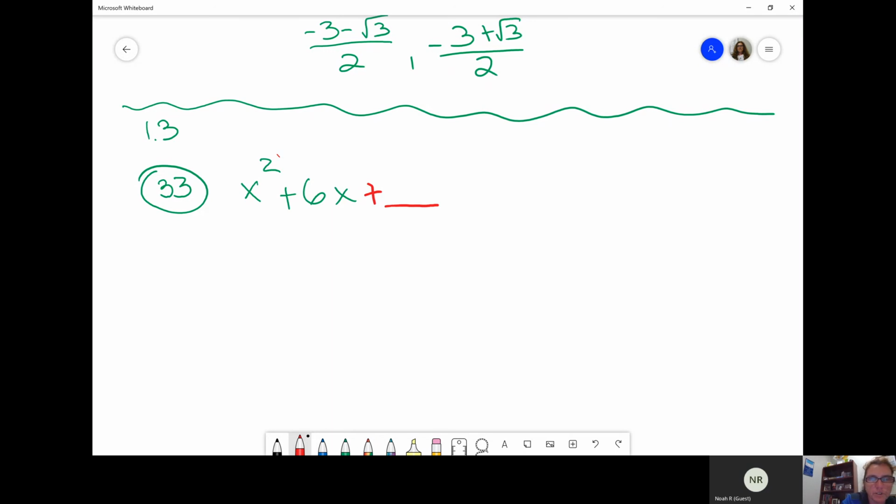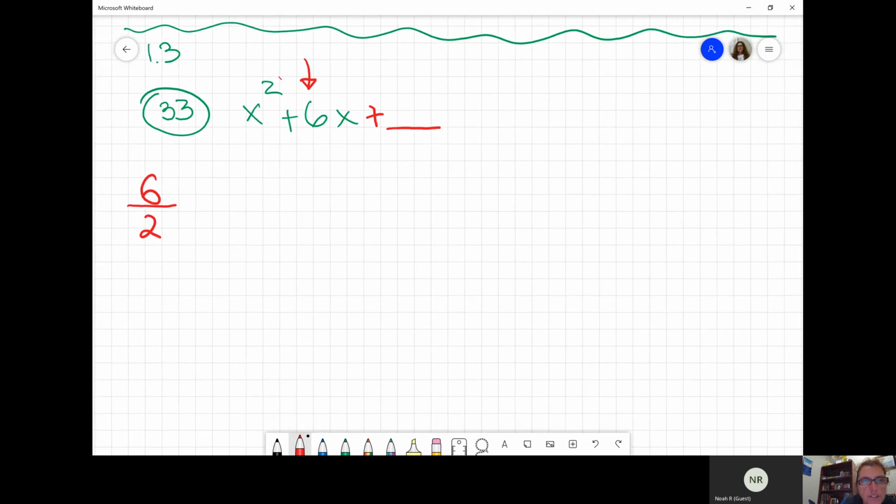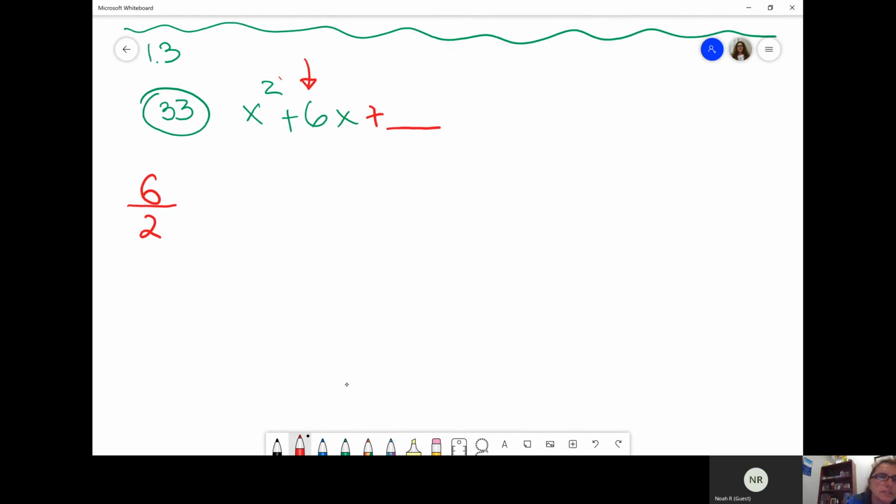And the way it works is you're using the coefficient of the bx term. So in this case, the coefficient is 6. This 6 needs to be divided by 2. Always, always, always. Doesn't matter what number it is there. Whatever the b coefficient of the bx term is has to be divided by 2.